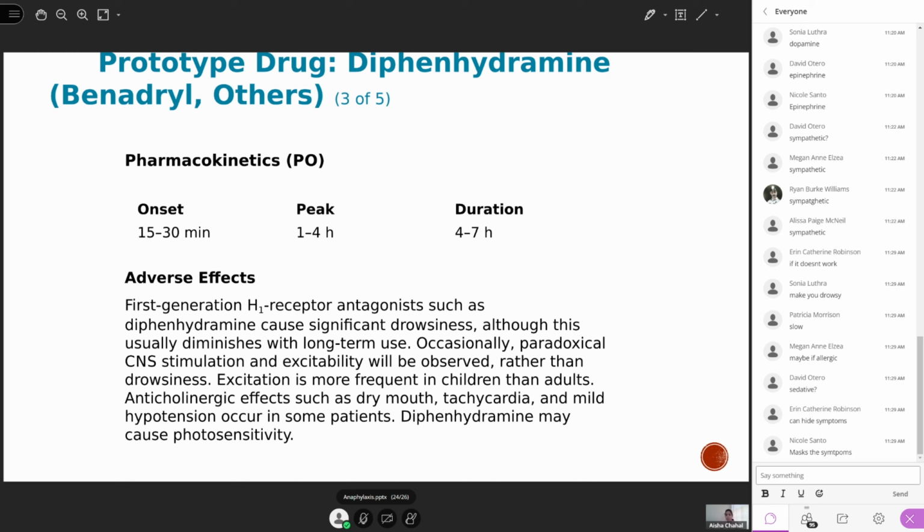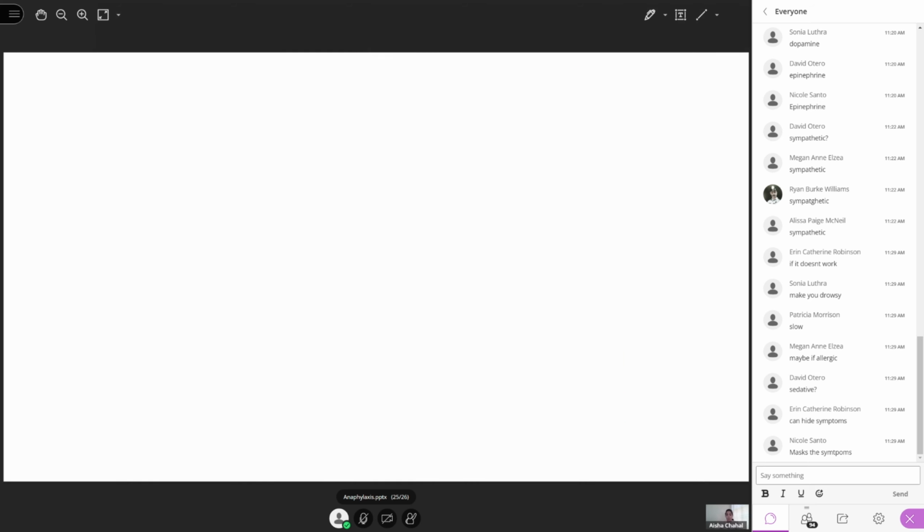These are some of the side effects of Benadryl. Some of these are related to the mechanism of action. The dry mouth, tachycardia, and mild hypertension are because of its anticholinergic properties, because it affects the cholinergic system to not release acetylcholine. Again, you have to make little flashcards to memorize these. This is something to memorize, right?